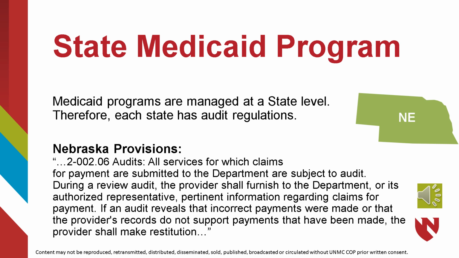state level. So the Nebraska provisions actually say all services for which claims for payment are submitted to the department, this meaning the Department of Health and Human Services, which is Medicaid, are subject to audit. During a review audit, the provider shall furnish to the department or its authorized representative pertinent information regarding claims for payment. If an audit reveals that incorrect payments were made or that the provider's records do not support payments they have made, the provider shall make restitution. And as we move through this presentation, we'll talk more about what that restitution is. We'll talk a little bit more about overpayments, just to give a general understanding of the audit process.